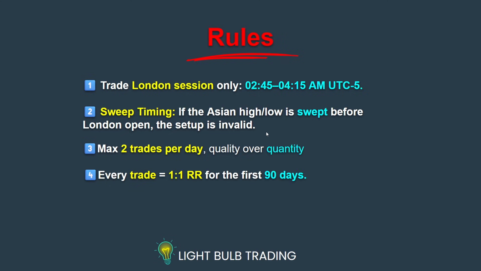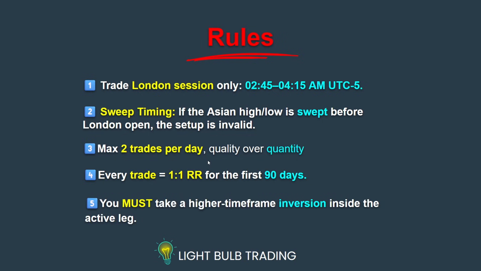This will really stress quality over quantity and just prevent you guys blowing your accounts as long as you risk manage. Number 4, every trade is going to be a 1-to-1 risk to reward for the first 90 days, meaning if you risk $1,000, you're going to look to make $1,000. I want you guys to collect the data on this model, and then you can extend your targets based on your data points. Number 5, you must take the highest time frame inversion inside the active leg. This will come in very handy from what we just discussed in the core concepts.